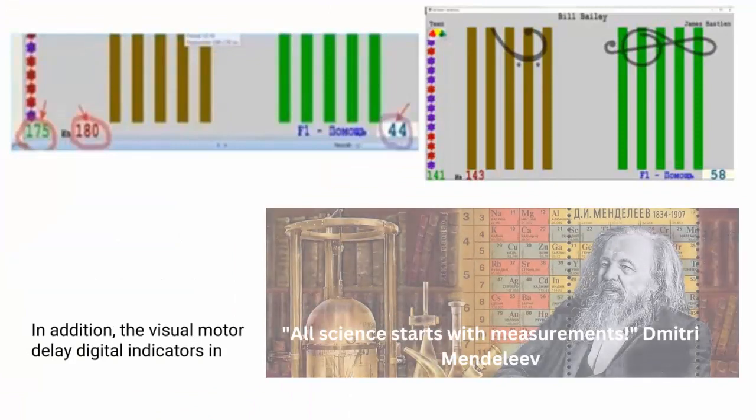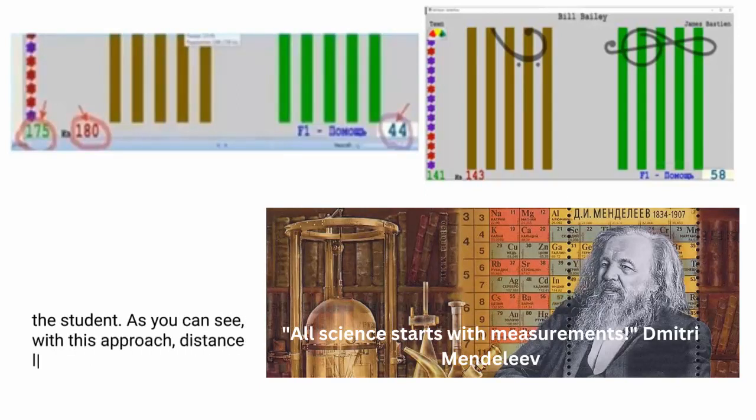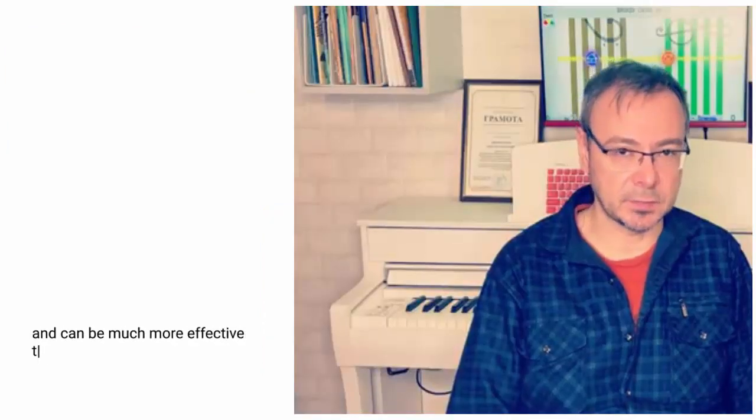As for control, it is more expedient to use video recordings of the performance of the work by the student, as well as a demonstration of the performance by the teacher. In addition, the visual motor delay digital indicators in the Soft Mozart program provide an opportunity to see the progress in the development of the student. As you can see, with this approach, distance learning is not at all scary, and can be much more effective than a traditional lesson. However, everything is known in comparison, and nothing prevents you from combining different formats of training in the Soft Mozart system.